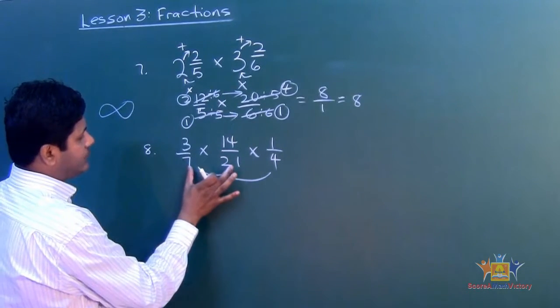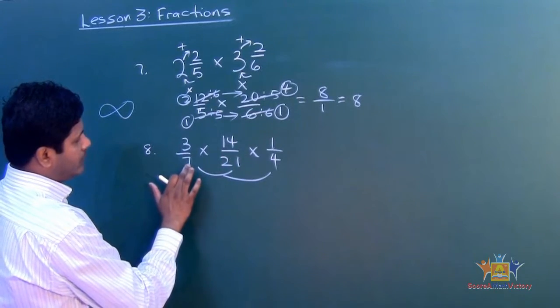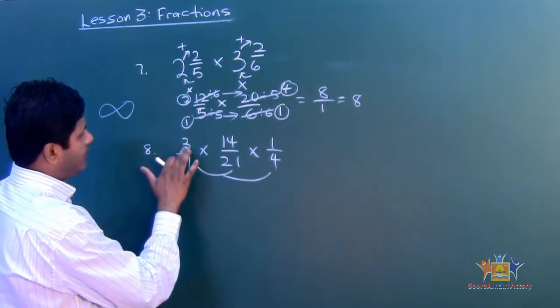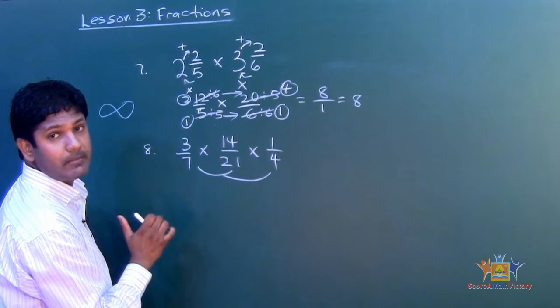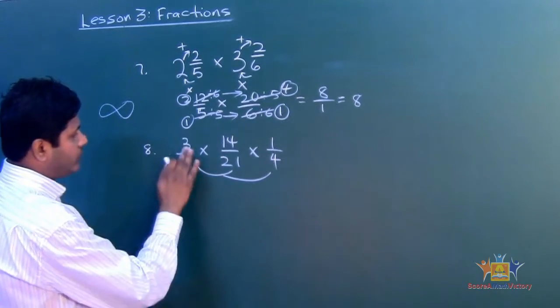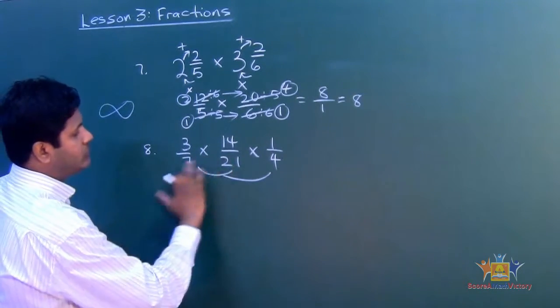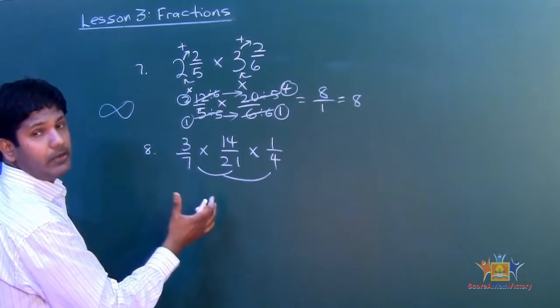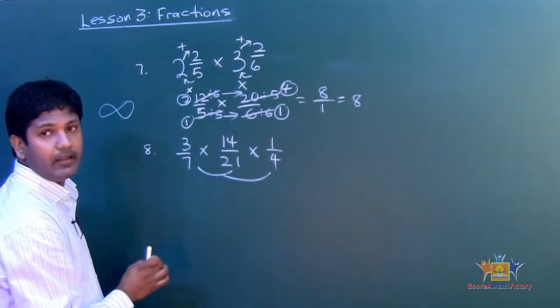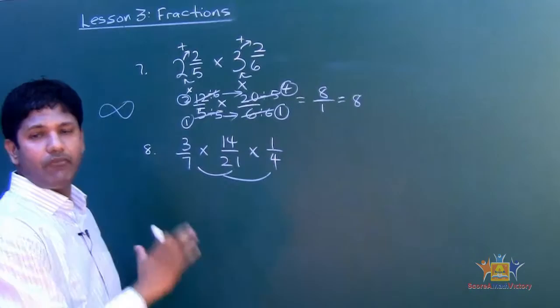Always find the ones that you can simplify and pair them up. In this case, these two will be good to pair up because 7 and 14 I can simplify, 3 and 21 I can simplify. See that? So that's why always pair them up. If you think these two can be paired up, you can do that. You can start with this and then multiply with that. When multiplying, you can rearrange.